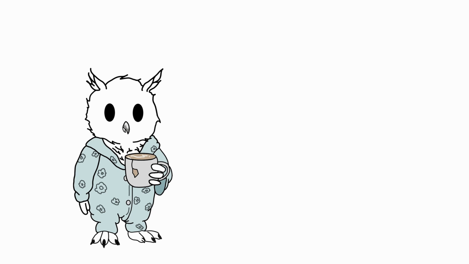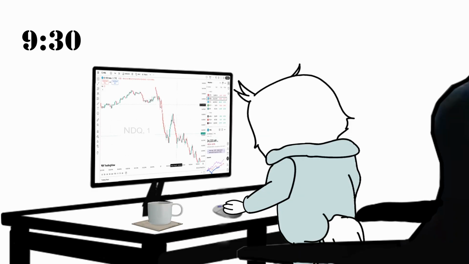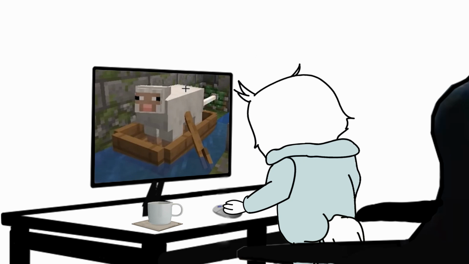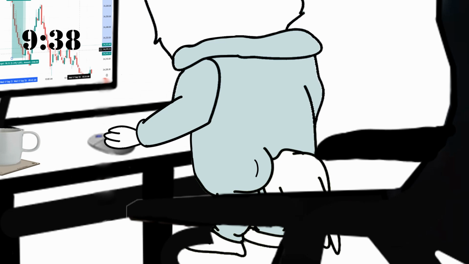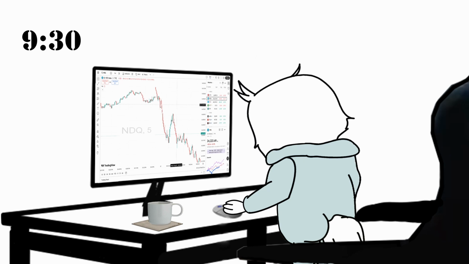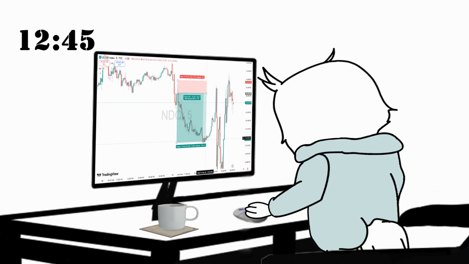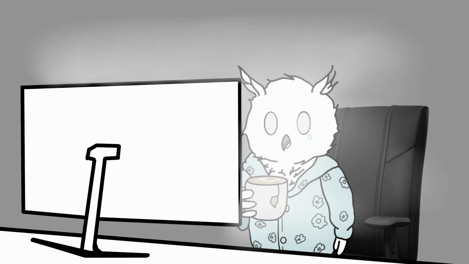Now, choosing a trading style. We have scalping. This is ultra fast trades, seconds to minutes, in and out for small profits. This requires high focus, low latency, and tight stops. Day trading. Opening and closing within one session using 5 to 15 minute charts. You have no overnight risk and might require a few hours of screen time.